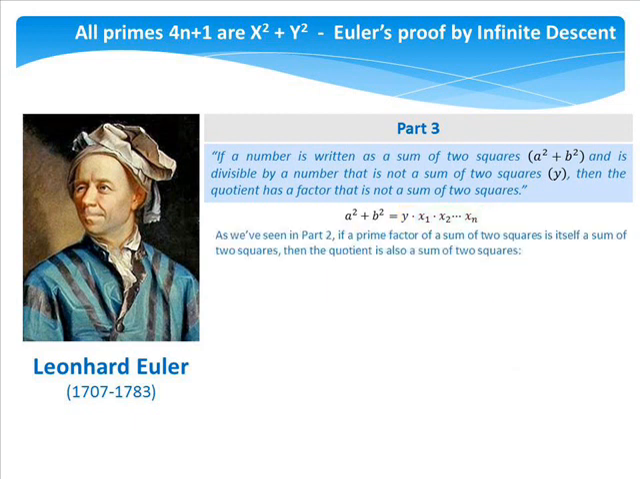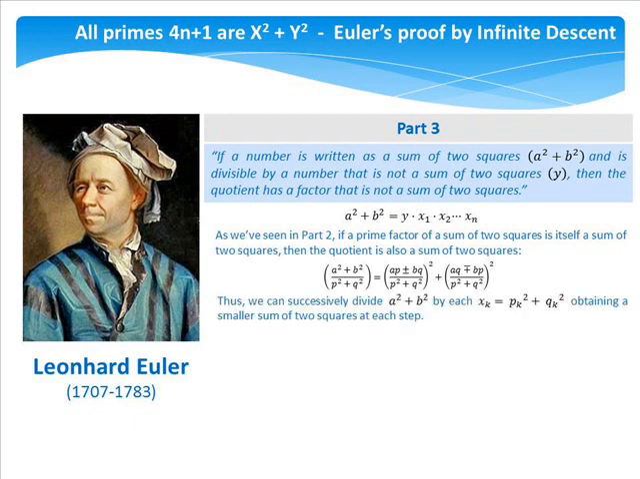As demonstrated in part 2, if a prime factor of a sum of two squares is itself a sum of two squares, then the quotient is also a sum of two squares. Thus, we can successively divide a squared plus b squared by each x sub k, which is equal to p sub k squared plus q sub k squared, obtaining a smaller sum of two squares at each step.